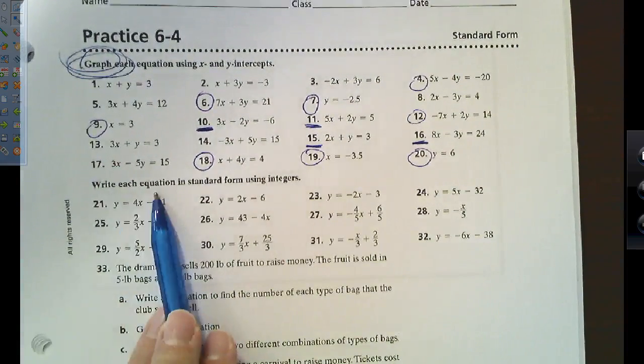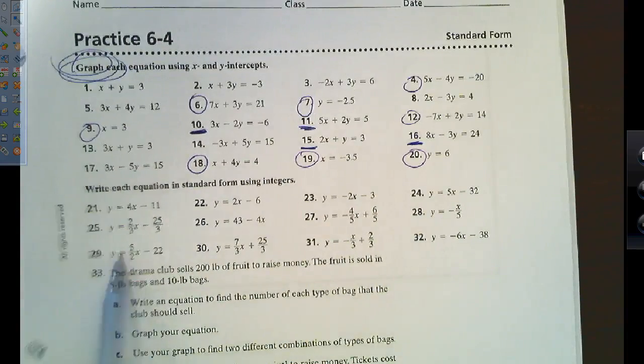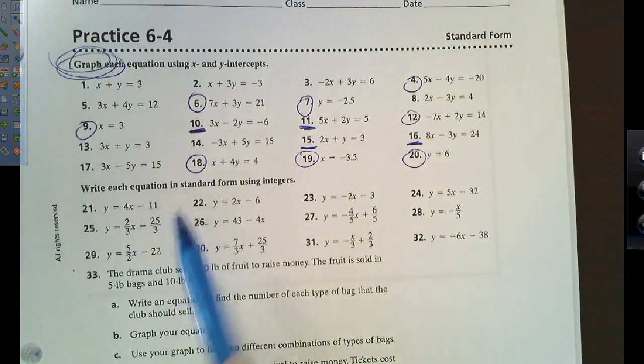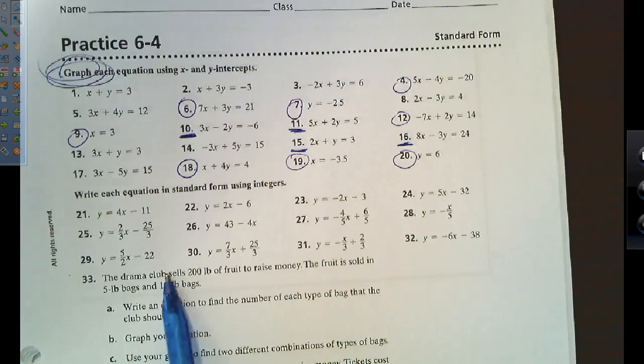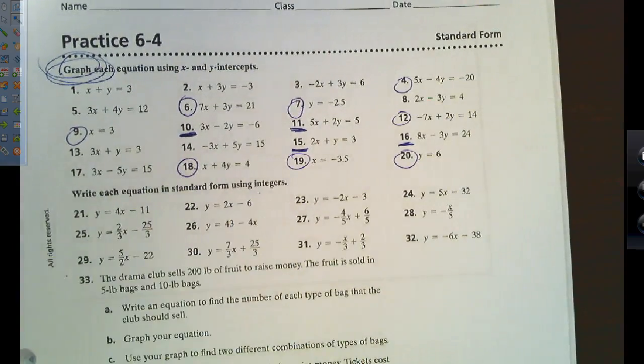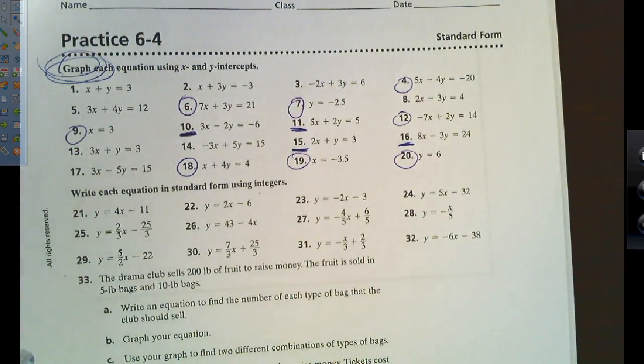It says write each equation in standard form using integers. This is our next section here. In this next section, are you graphing? No. All right. You are simply converting this slope-intercept form into standard form. And what does it mean when it says using integers? Whole numbers, right? No fractions. You've got to get rid of those fractions. If there isn't a fraction, guess what? You don't have to do anything. If there are no fractions, that eliminates that step.